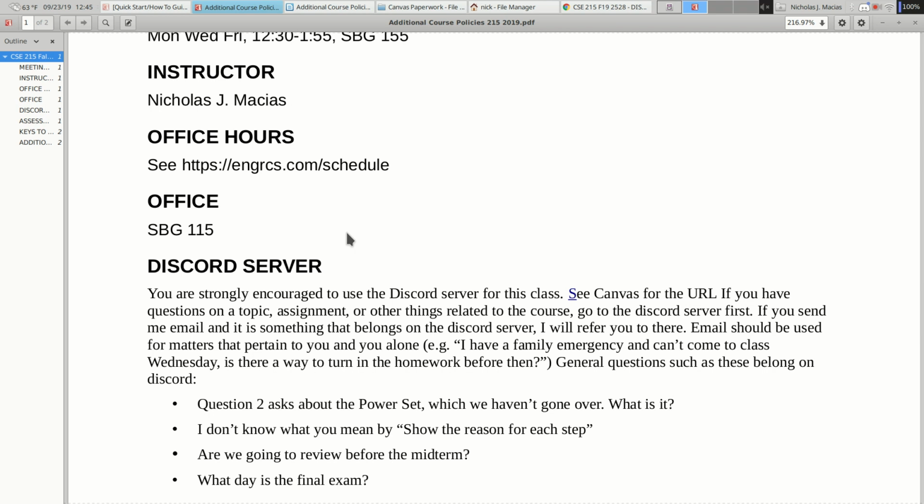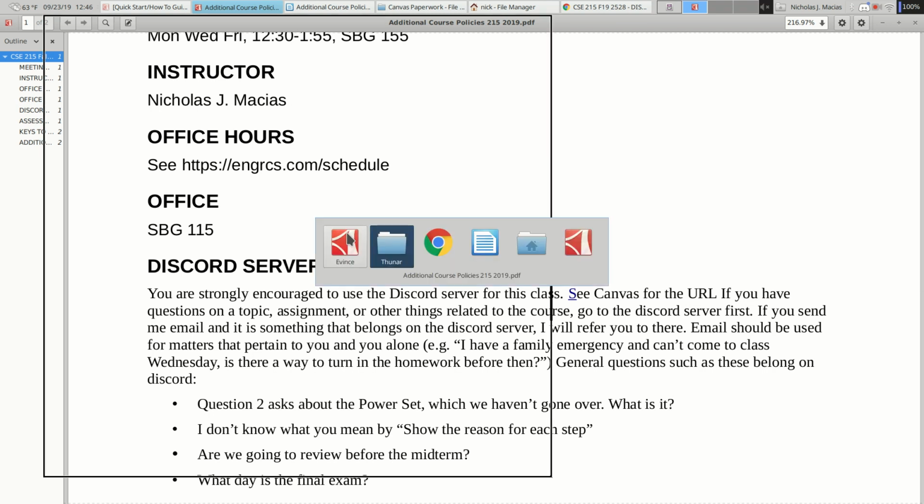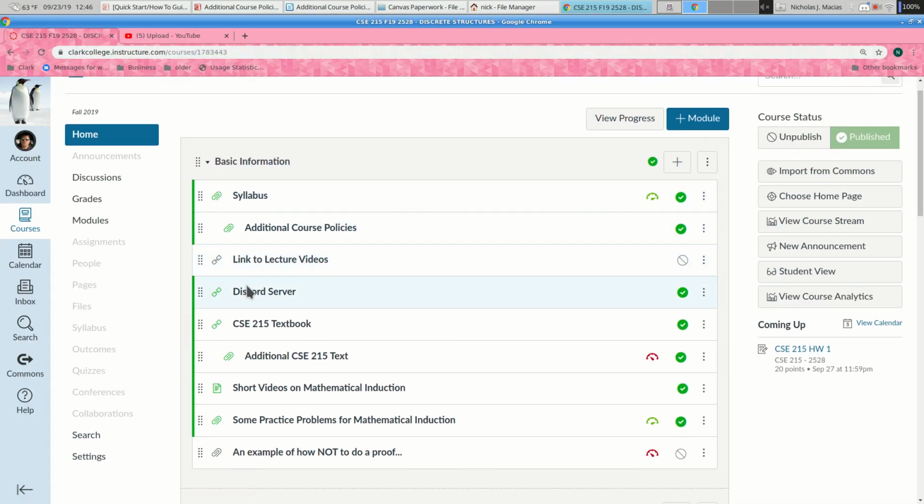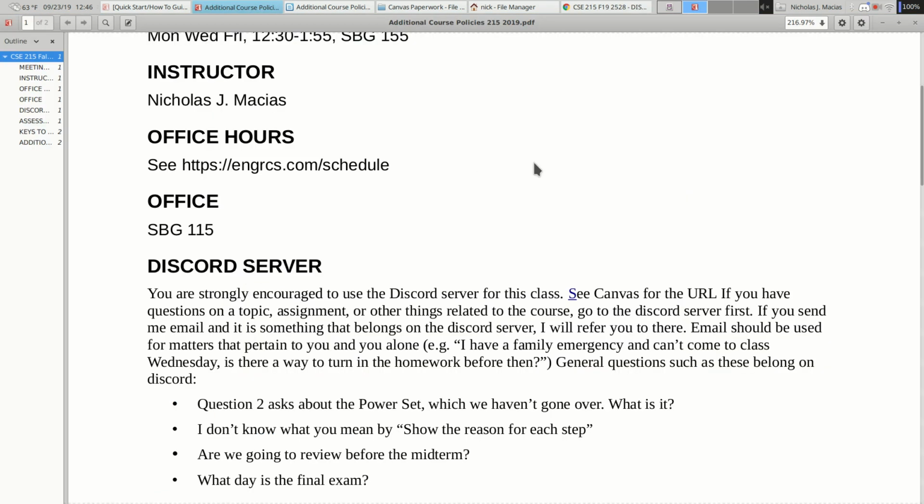But if it's a question that's more general, like, question 5 asked us to talk about the power set, but we never discussed the power set, are we supposed to do that, right? I'm going to ask you to use a Discord server, okay? So it's a group chat kind of thing. That S should not be a link. It's a typo. Canvas has a link to the Discord server. This one's expired, but if you come down here, there's a link to it. So post your questions there, okay?